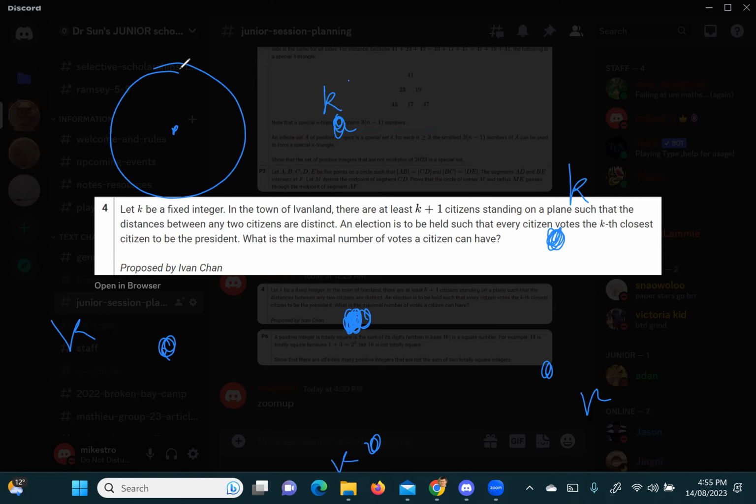No, they vote for the kth closest. Yeah, but if they're clumps of k, that means in each clump there's... They don't count themselves. Oh yeah, true. Good point.